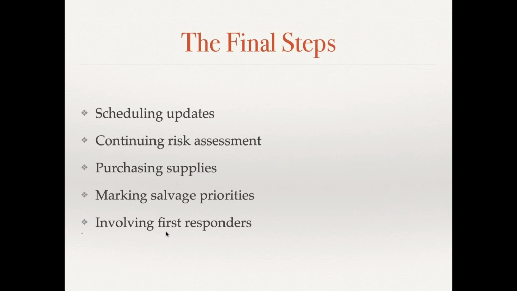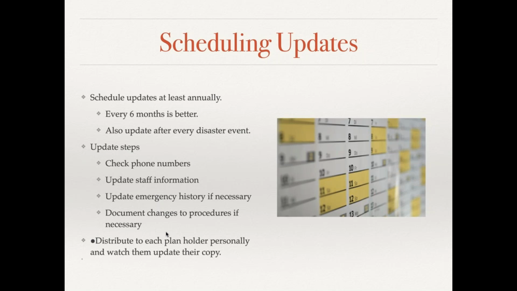And then some final steps. You should schedule your updates. Final steps: scheduling your updates, continue risk assessment, supplies, salvage priorities, first responders. So when you schedule your updates, at least annually, you should definitely do them at least annually. Every 6 months is better, but that may be asking a lot of you. And also update them after every disaster event. You will learn things about your disaster plan every disaster that you have. So you want to update every event.